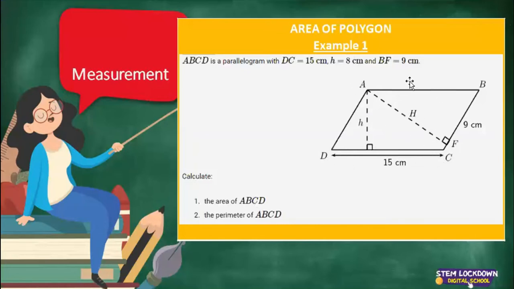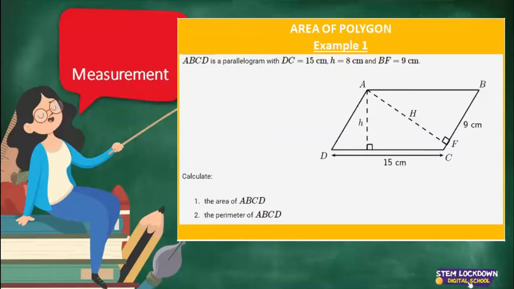To find the area of this parallelogram, we use the formula: height times the perpendicular base, or base times the perpendicular height. So basically we have 8 times 15, which will give us our answer in centimeters squared. So that's the area of parallelogram ABC. Multiply 8 by 15.